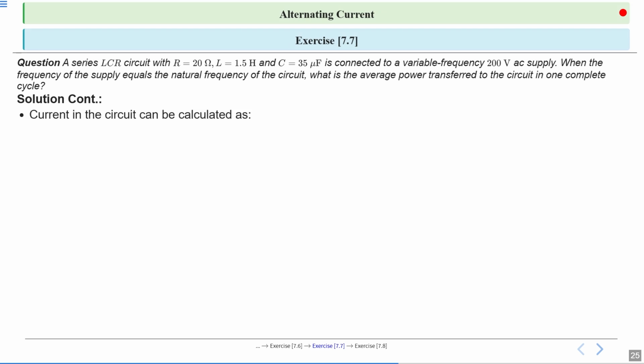Now, how do we calculate the current in the circuit? IRMS will be equal to VRMS upon Z, and at resonance we can write R in place of Z. So putting the value of Z, which we calculated as 20 ohm, and the value of VRMS, which is given in the question as 200 volt, IRMS will be equal to 200 upon 20. So the RMS value of current in the circuit is 10 ampere.